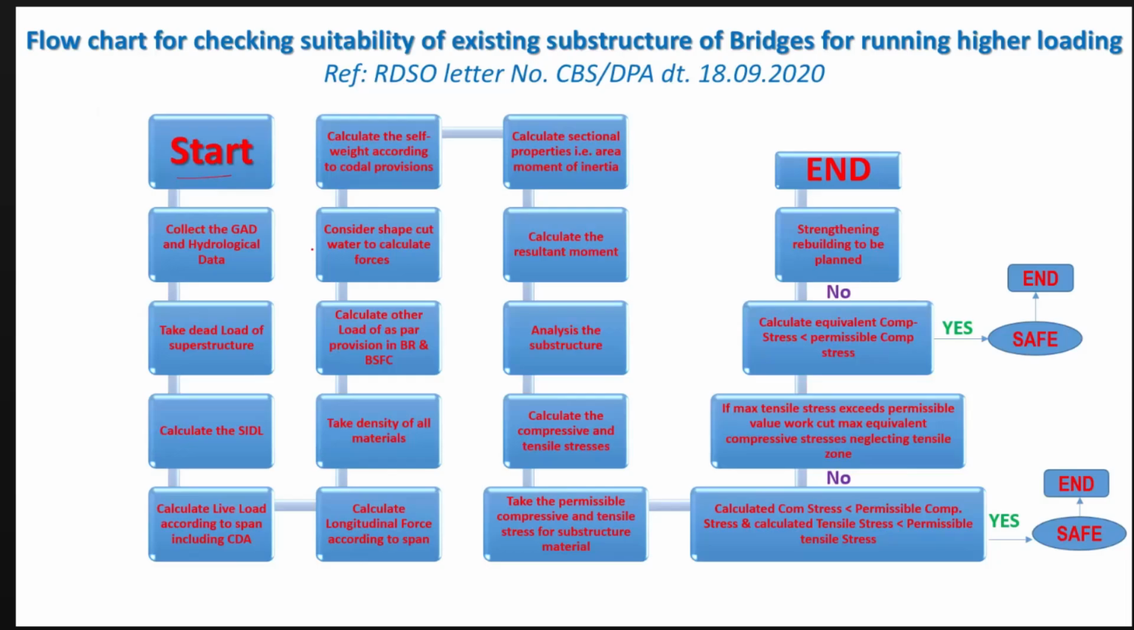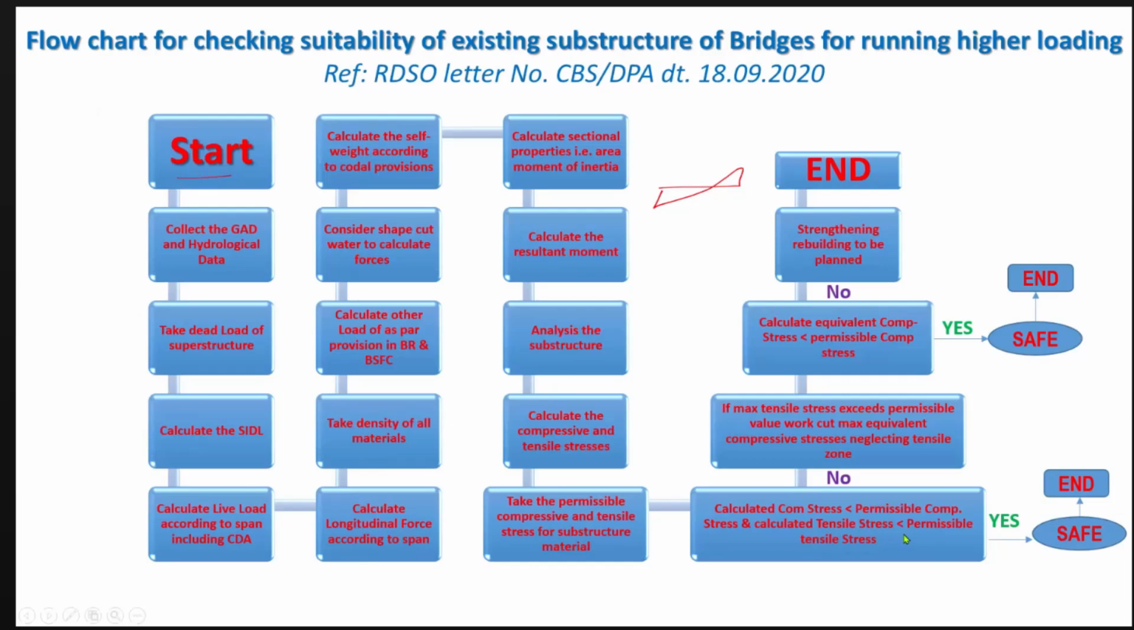consider the shape of the cut water and calculate the forces, calculate the self weight according to the Codal provision, then calculate sectional properties, area, moment of inertia, all horizontal and vertical forces, eccentricity, then by that calculate the resultant moment, whether it is coming positive or negative. Then analyze the substructure, then calculate the compressive or tensile stress, then take the compressive strength and tensile strength for the substructure material, then the calculated compressive stress should be less than the permissible compressive stress, and calculate the tensile stress, which should be less than the permissible tensile stress.